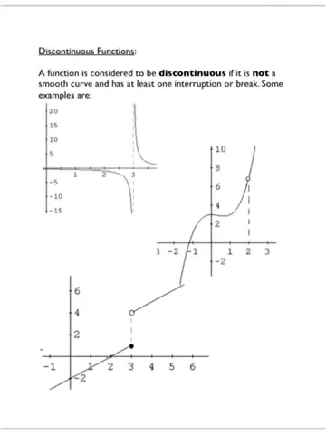Now that we've looked at continuous functions, let's look at discontinuous functions. As you could probably guess, a function is considered to be discontinuous if it is not a smooth curve and has at least one interruption or break. Some examples are a rational function. As you can see, in a rational function we have an asymptote, so that's a clear break. Or a simplified rational. In a simplified rational, we have a hole, and we'll talk about those a little later. And a piecewise function, as shown here, has a clear break or gap in the function, as you can see.